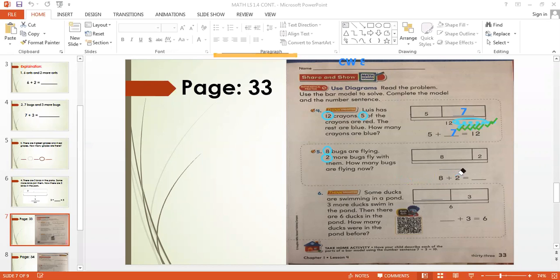Let me draw inside the box. That will be easy for you. One, 2, 3, 4, 5, 6, 7, 8. And how many here? 1, 2. So let's do the counting. What is 8 plus 2? 1, 2, 3, 4, 5, 6, 7, 8, 9, 10.